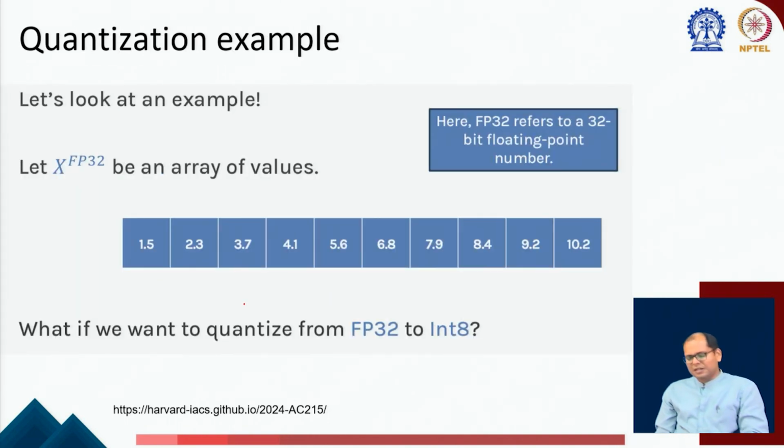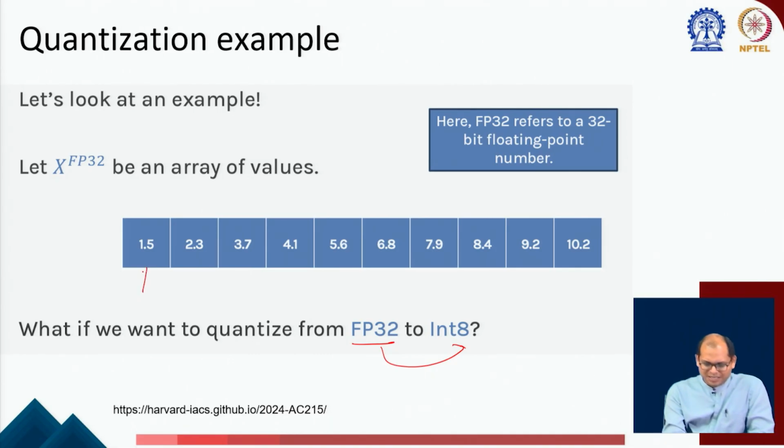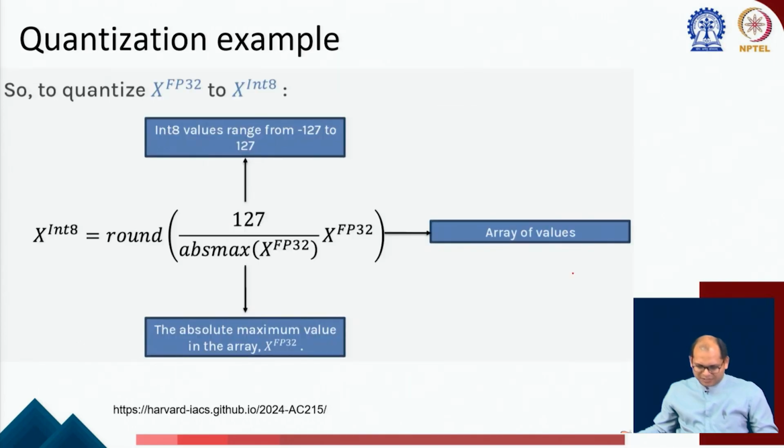Okay. Now let's take a real example of converting from FP32 to 8-bit integer. So FP32 will have some numbers, 32-bit floating point numbers. Let's say these are some real numbers: 1.5, 2.3, up to 10.2. I want to convert these to int8 format. So how do I quantize these? This is what is given in the QLoRA paper also.